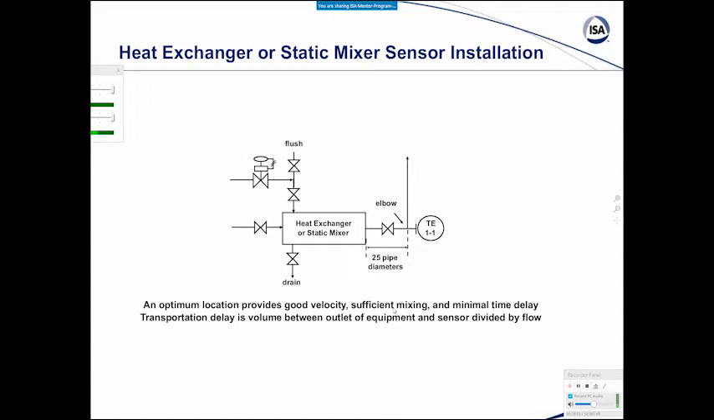For this reason, you don't want it 100 pipe diameters. You might get a little bit better mixing then, but you've got quite a transportation delay, because the transportation delay is the volume between the outlet of the equipment and the sensor divided by the flow. Now, if you really have a problem in terms of sensitivity to mixing, you might have to accept a higher dead time. Then there are some things we might be able to do in the control strategy in terms of dead time compensation, but that can be a little tricky.